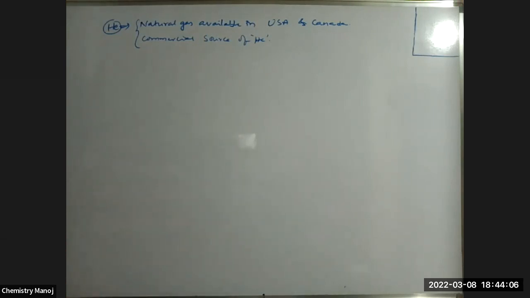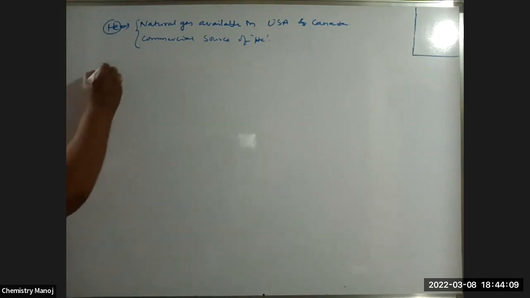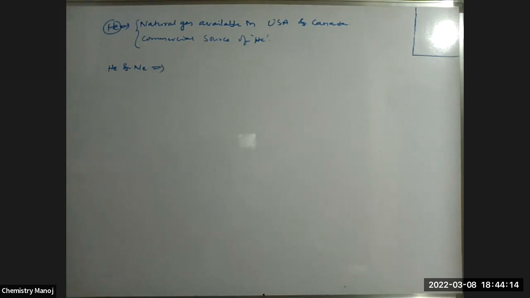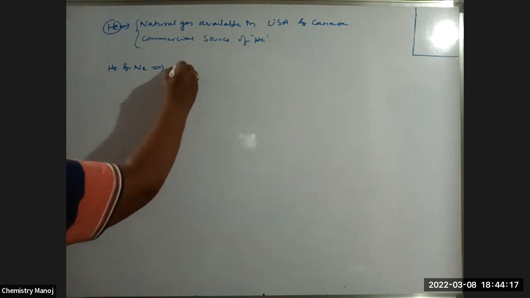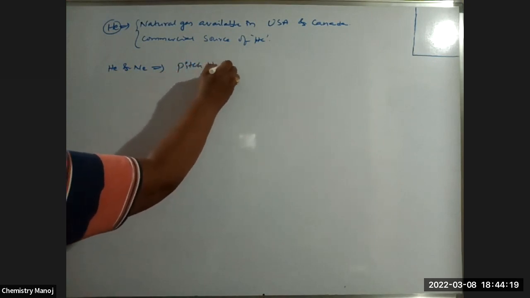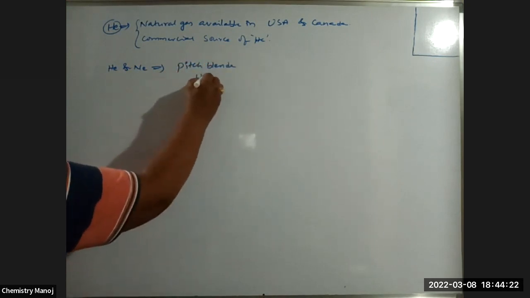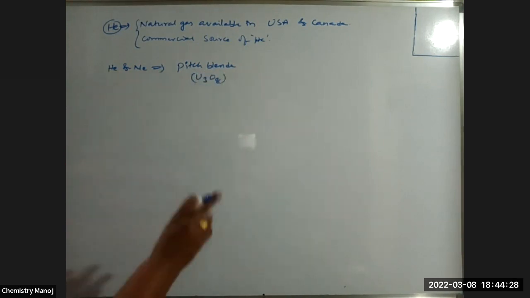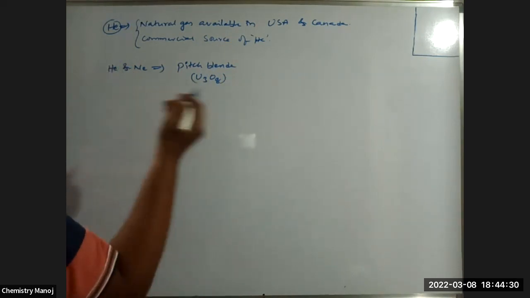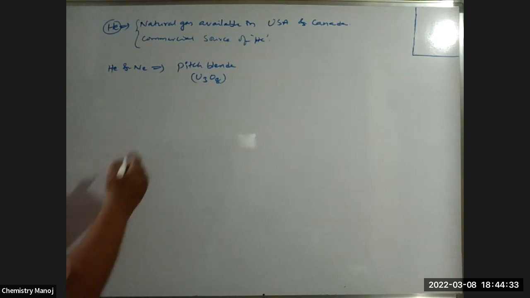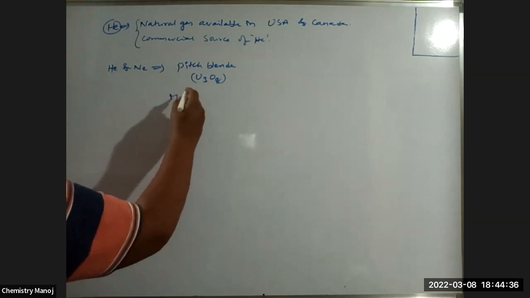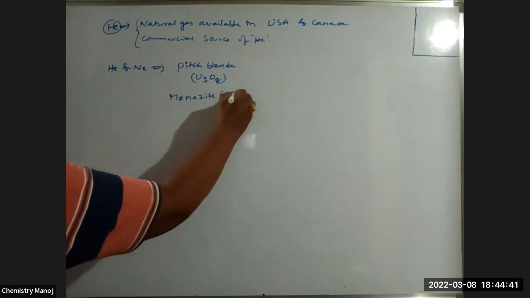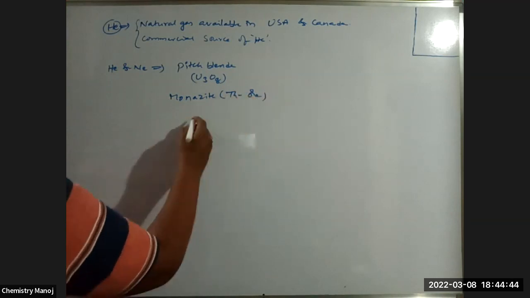Next, along with that, helium and neon are both available in pitchblende. Pitchblende has the formula U3O8. It is uranium ore, and there helium and neon are available rarely, in very few amounts. Next, monazite sand. Monazite is actually a thorium ore.